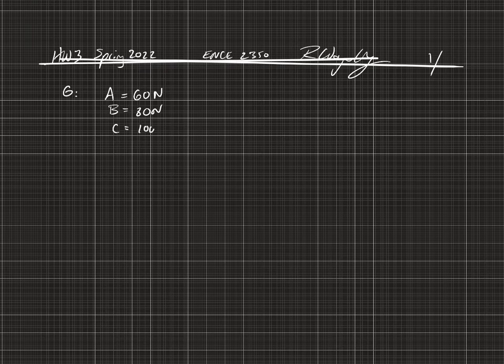All right, so anyway, this is homework 3, from spring of 2022. This is statics class. My name is R. Wayne Wagner, and this is page 1 out of however many we do. Okay, so we're given three vectors. A is 60 newtons, B is 80 newtons, and C is 100 newtons.